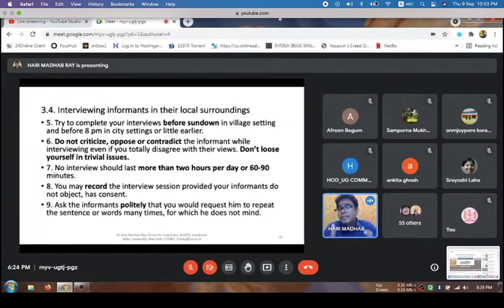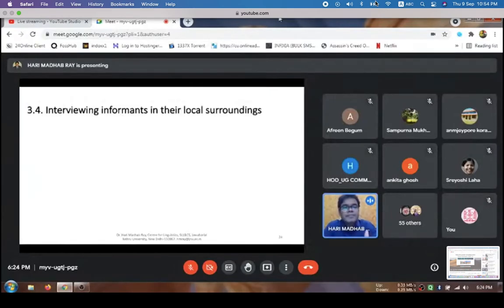Now, as I told you, ask the informant politely that you would request him to repeat the sentence or words many times, which he does not mind. So you need to be very polite. It's a new language, a different language. There are certain things you did not understand because the sounds are different, the words are different, the sentences are different. You do not know when a word ends or when a word begins. So you request the informant, please repeat it. You should not be a boss. You may be a principal, a teacher, or a big shot in your place. But in the field, you have to be polite, and then you may get the real data.